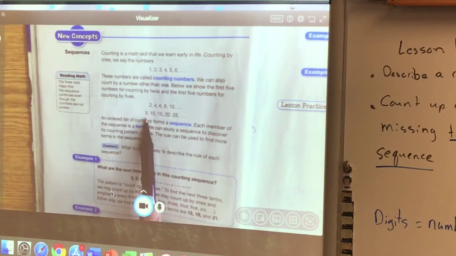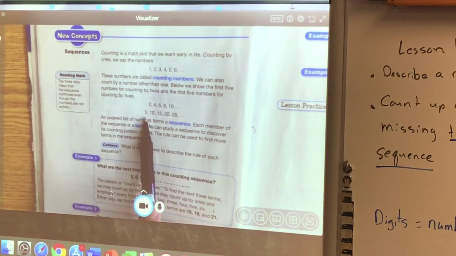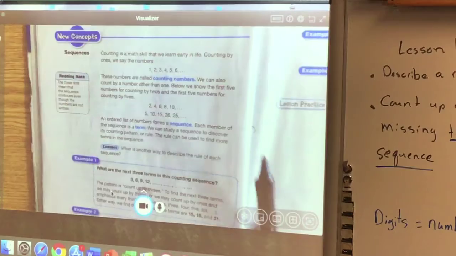Okay, we're counting by 5s. 5, 10, 15, 20, 25, etc. How do I get from 5 to 10? Well, I can add 5. How do I get from 10 to 15? Add 5. So my rule for my sequence is plus 5. Okay? So let's take a look at the first example.